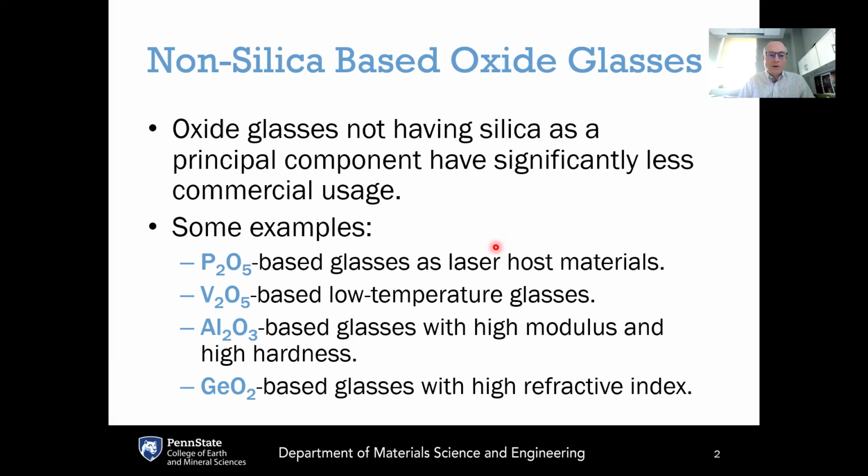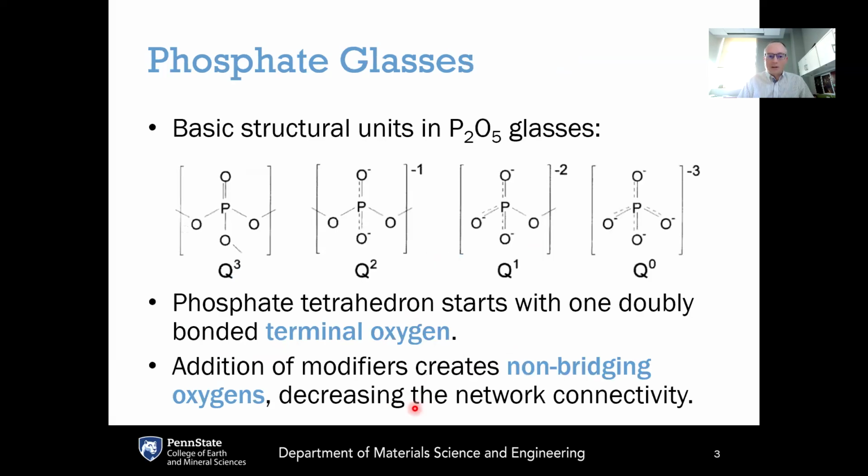We're going to cover introductions to phosphate glasses, which are used as laser host materials, vanadate glasses, which are used as low temperature glasses, aluminate glasses that have interesting mechanical properties, and germanate glasses that have a high refractive index. So let's start with phosphate glasses.